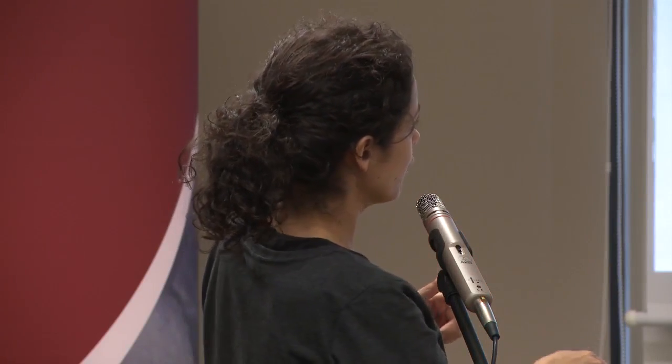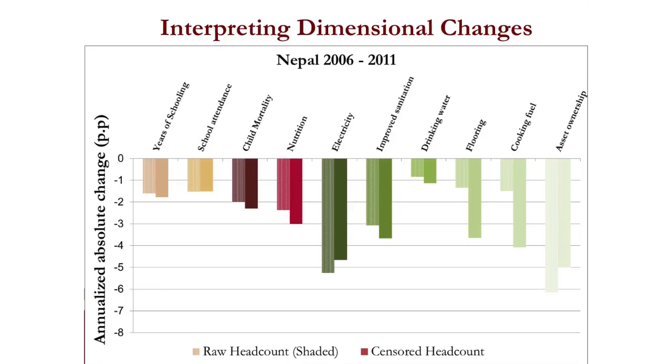My question is, what were the indicators that had the biggest reductions? That is very straightforward. What were the indicators in which this society has made the biggest reductions? Electricity and assets, yes. So it seems that in electricity and assets, the censored and uncensored head counts have made good reductions.